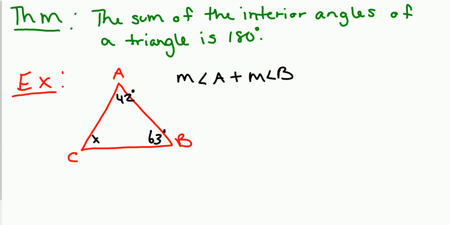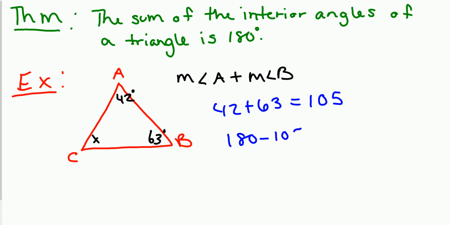So let's do that. So 42 plus 63 gives us 105 degrees. So then we can subtract that from 180. And that gives us 75 degrees. So the measure of angle C equals 75 degrees.